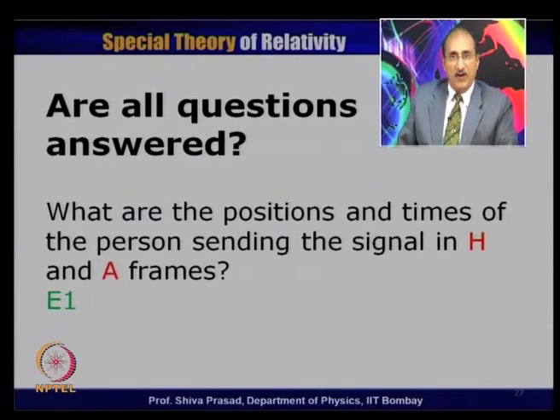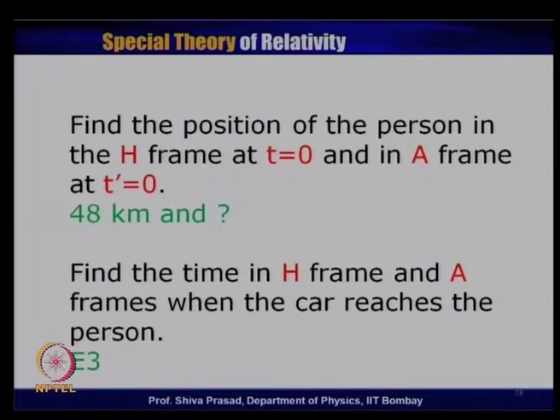This is the first question which we had asked. What are the positions and times of the person sending the signal in H and A frame? It means basically when event number 1 occurred. Event number 1 occurred, I have already known the coordinates. I know the value of x, I know the value of time, both in H frame, both in A frame. I have to just pick up those values and plug it here. That's the answer.